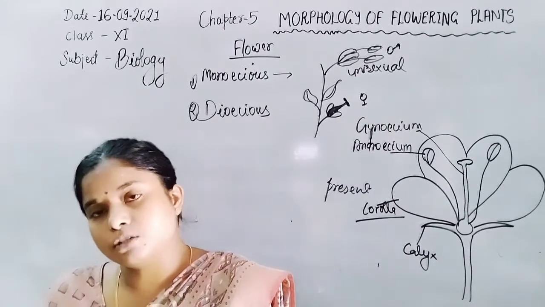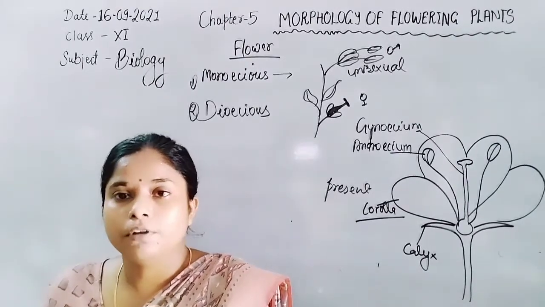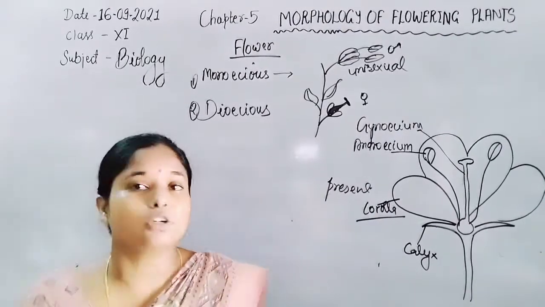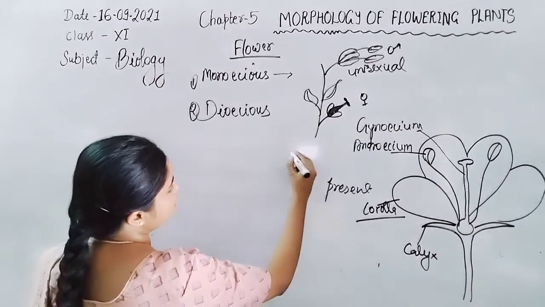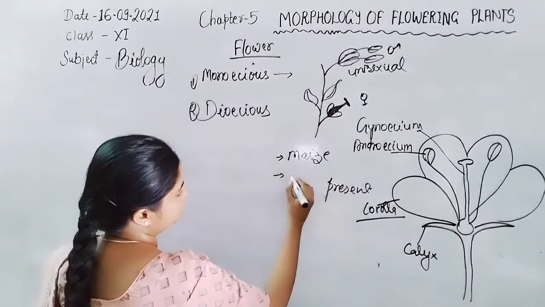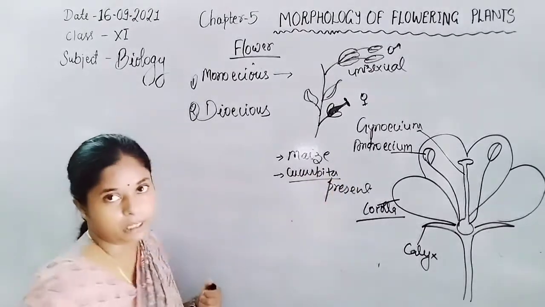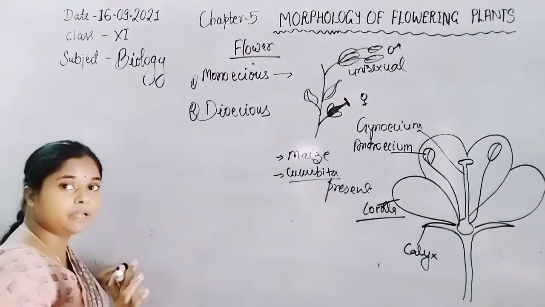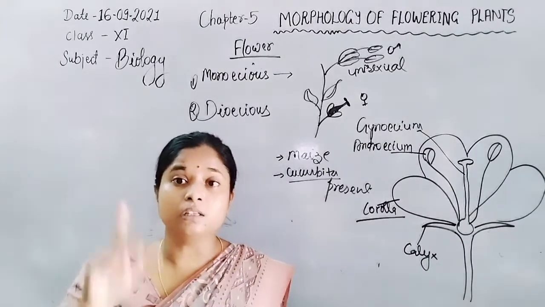If the plant has bisexual flowers, in that condition also the plant will be monoecious. We can observe this type of example in the case of maize and Cucurbitaceae or Cucurbita plants. So a monoecious type of plant is one where male and female flowers are separate, unisexual flowers produced by the plant but present on the same body.